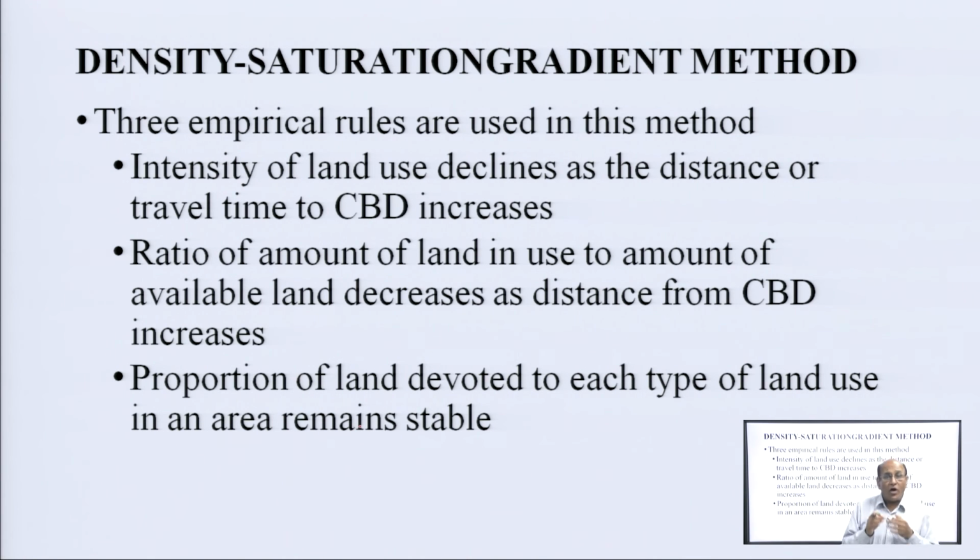Second, the ratio of amount of land in use to amount of available land decreases as the distance from the CBD increases. This is quite clear. Third, the proportion of land devoted to each type of land use in an area remains stable.